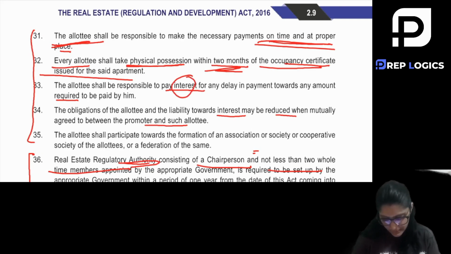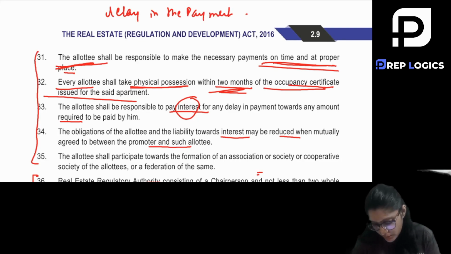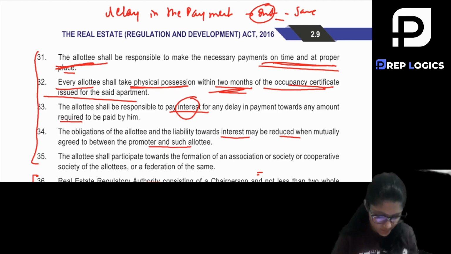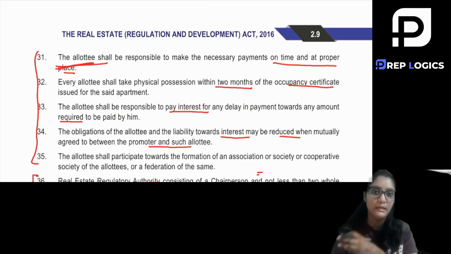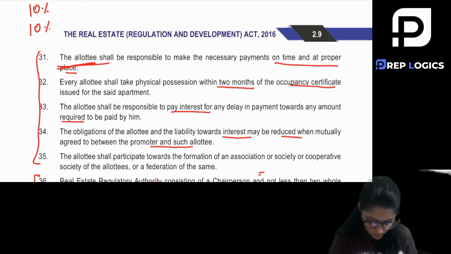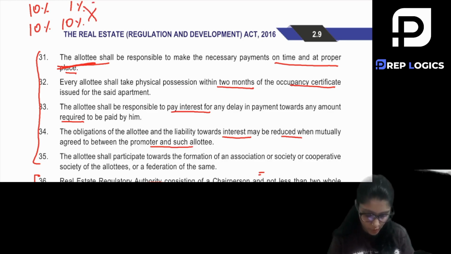Now, I have told you about the interest. Suppose you have caused some delay in the payment. Now you need to give the interest, right? This interest rate will be the same for all: if there is delay by the promoter, the same interest is charged, and if there is delay by the allottee, the same interest is charged. If there is a 10% delay by the allottee, then also 10%. It is not like, okay, if the allottee did something wrong it is 1%, and if I did something wrong it is 10%. Not like this. The interest rate must be the same.